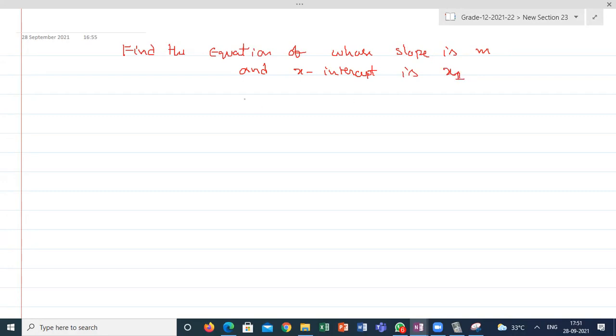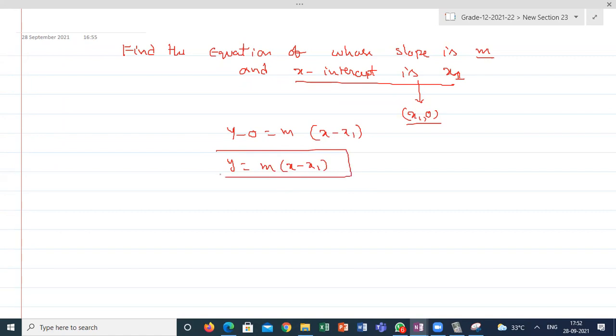It's very simple. The meaning of x-intercept is that the line is passing through (x1, 0). A line which is having slope m passing through (x1, 0): y minus 0 is equal to m into (x minus x1). So y is equal to m(x minus x1). If any equation can be written in this format, then the constant shows the slope, and the x1 shows the x-intercept.